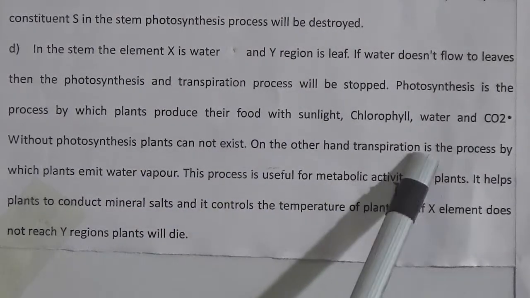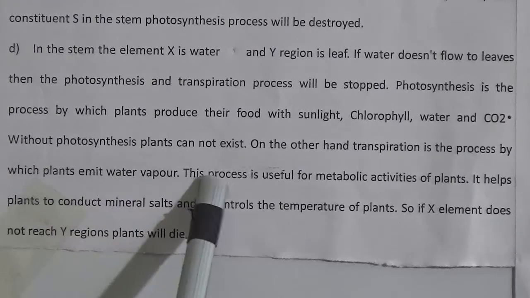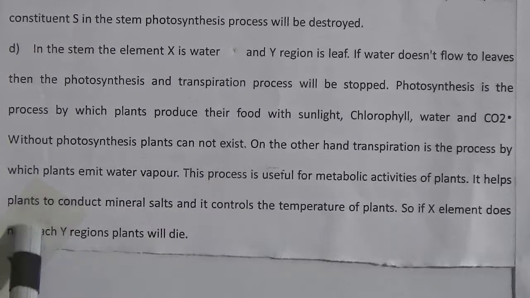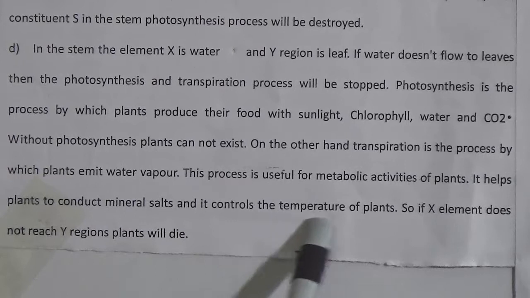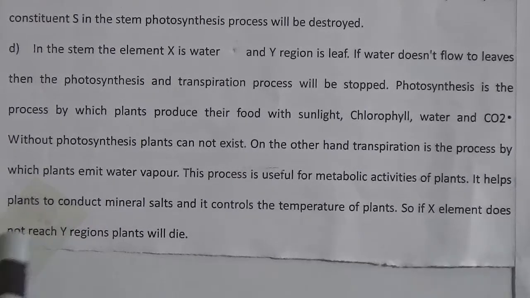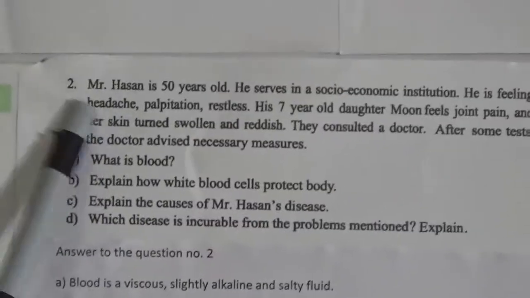On the other hand, transpiration is the process by which plants emit water vapor. This process is useful for metabolic activities of plants, and it helps plants to conduct mineral salts and controls the temperature of plants. If element X does not reach region Y, plants will die. Now come to the next question answer, that is question number 2.